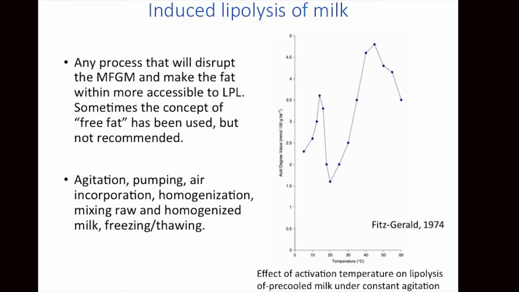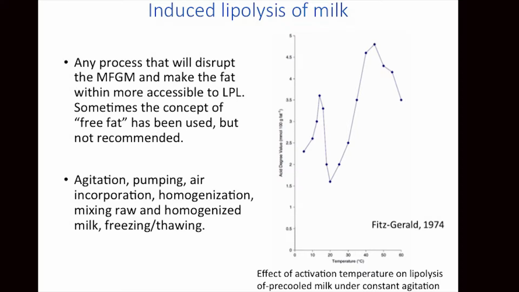Nobody does that, right? The homogenized milk breaks the milk fat globule membrane, exposes, activates the lipoprotein lipase. Now you have access to that. That is raw and homogenized milk. And so whatever you've done under homogenization in terms of breakage and activation now hits the raw milk and it will start hydrolyzing. And freezing and thawing will do it as well.